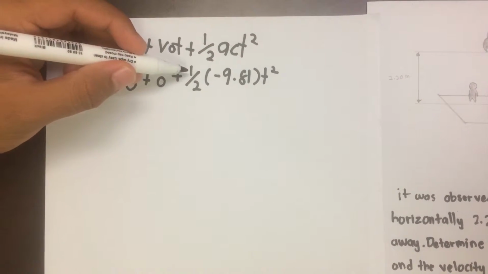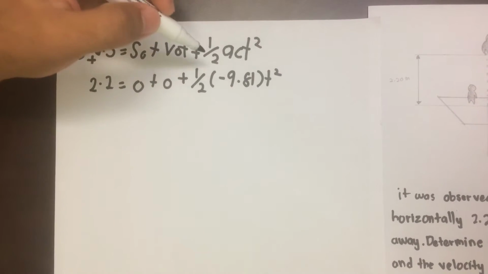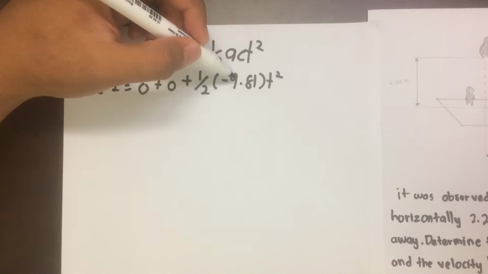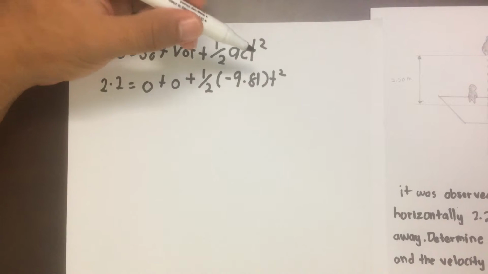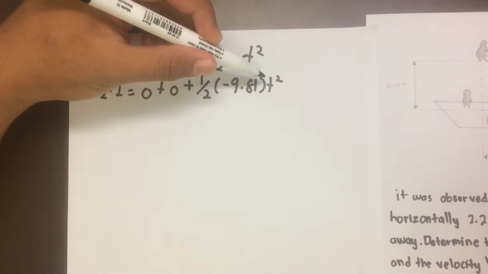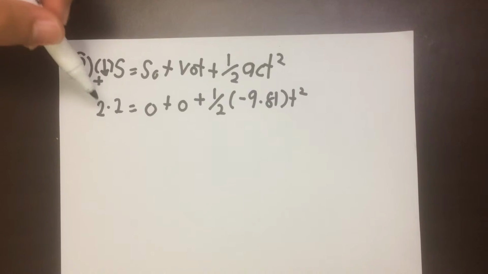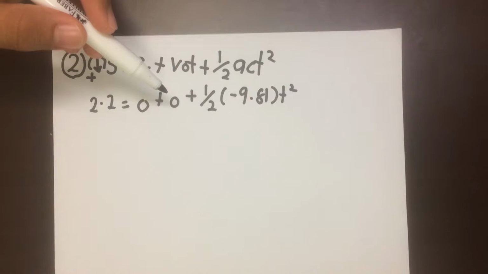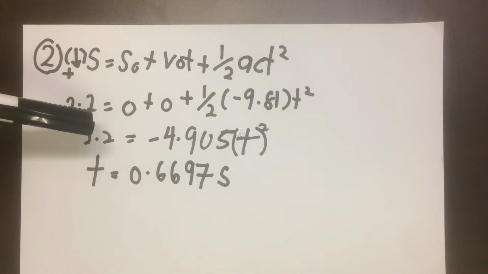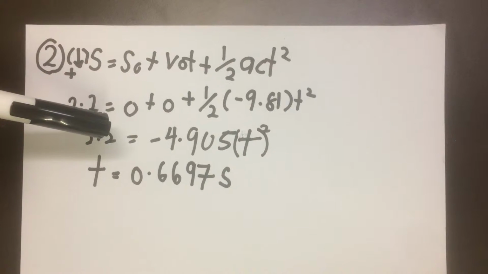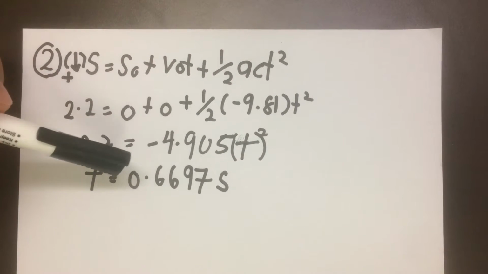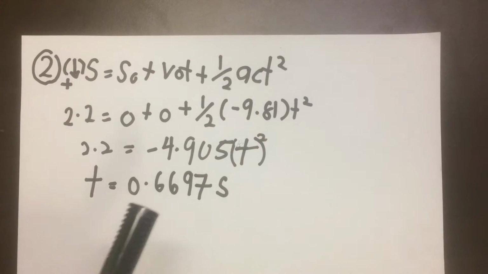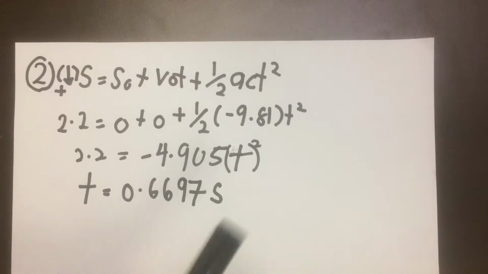Plus 1 over 2 multiplied by the acceleration constant, which is negative 9.81, multiplied by time squared. From this equation, we can find the time by solving the calculation. We find that the time is equal to 0.6697 seconds.